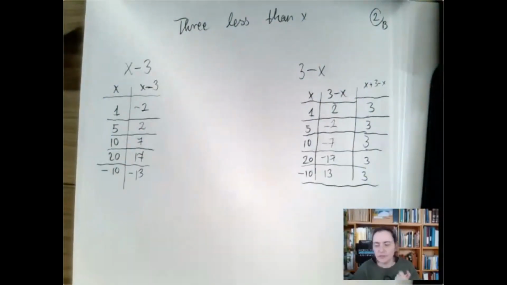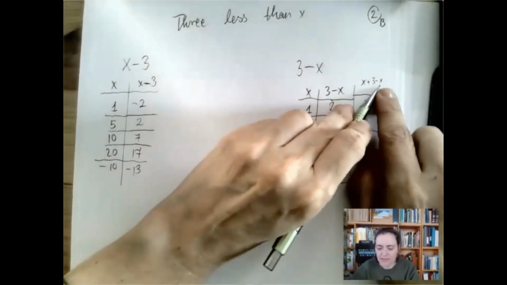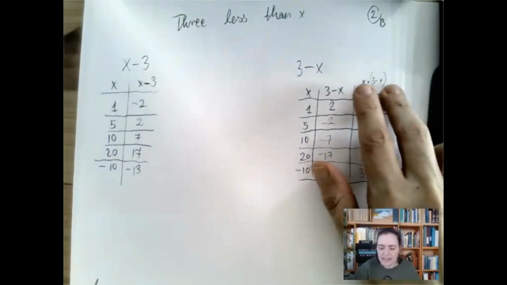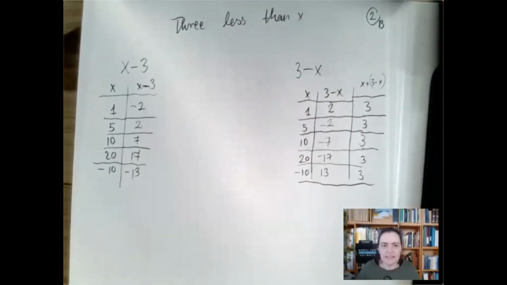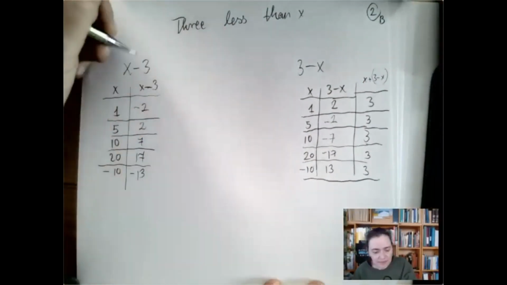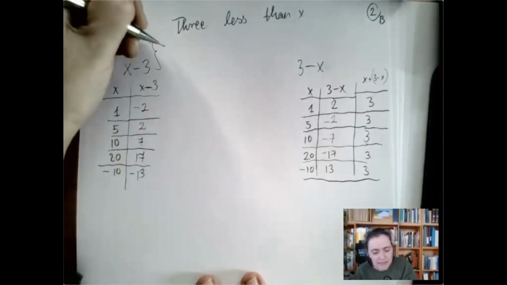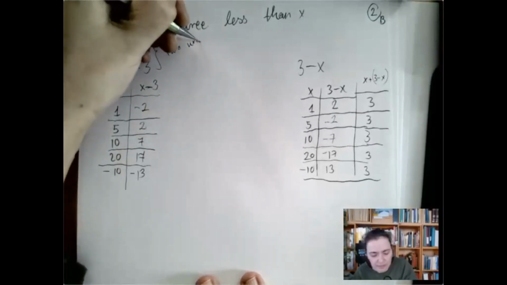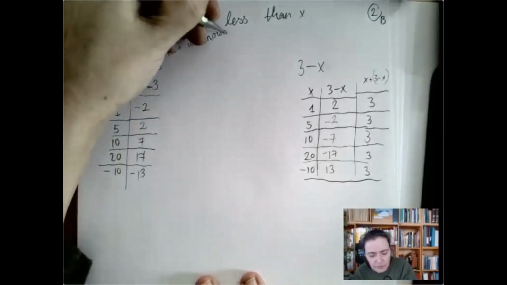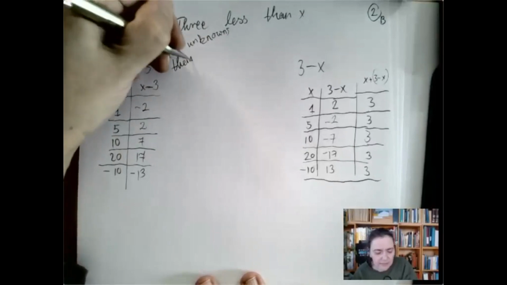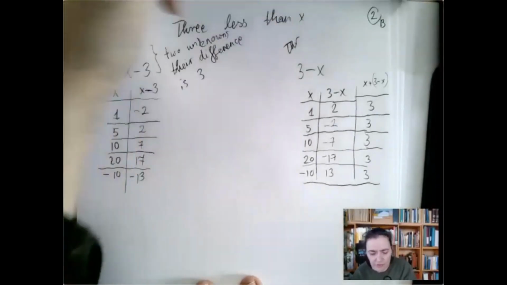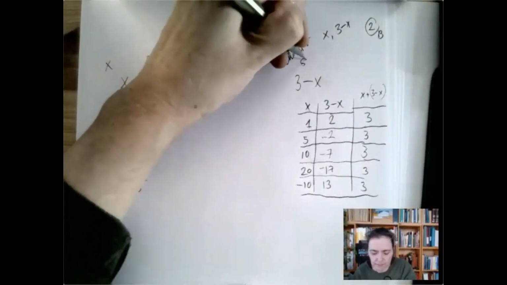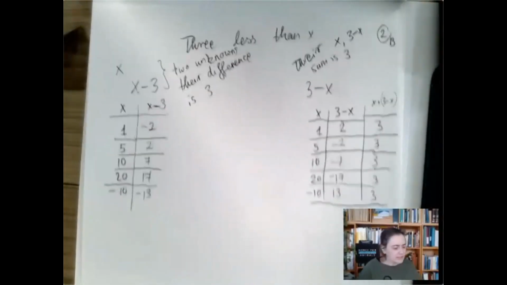Because later on, not today yet, but if you simplify x plus 3, x plus 3 minus x, you see x will cancel out. Basically, this is how you write x and x minus 3. These are two unknowns differing by 3. Their difference is 3. And this is two unknowns, x and 3 minus x. Their sum is 3.